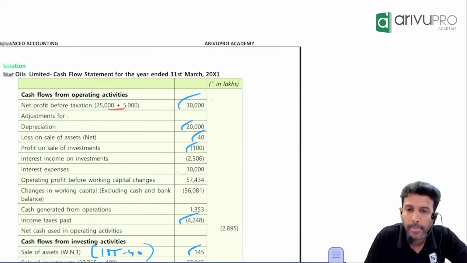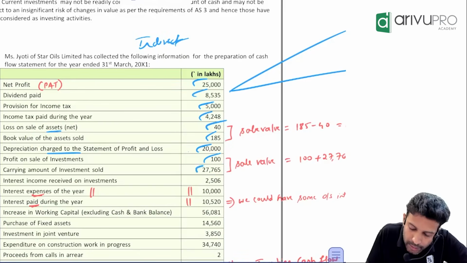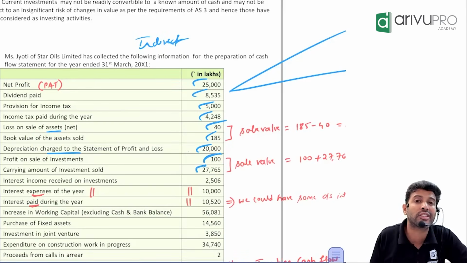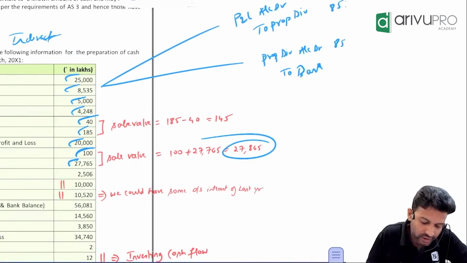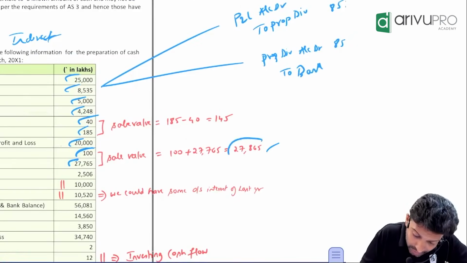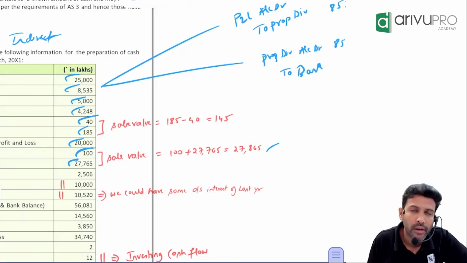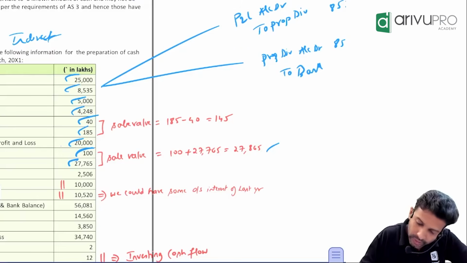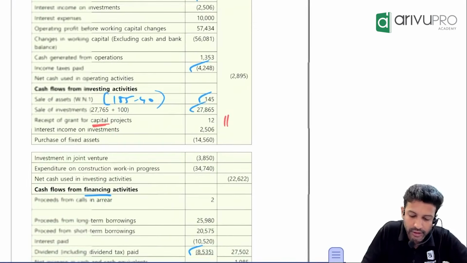Check. Yeah. Then you sold the investment at a profit, but what is the carrying amount of the investment sold? Carrying amount is 27,765. You have sold it at a profit of 100, so what is your sale value? 27,865. Will this come in the cash flow statement? You have sold an investment, so yes. Where? As what? 27,865 positive under investing activity.